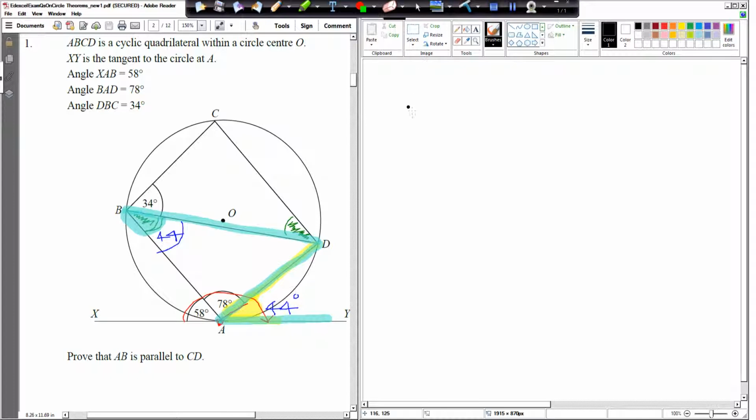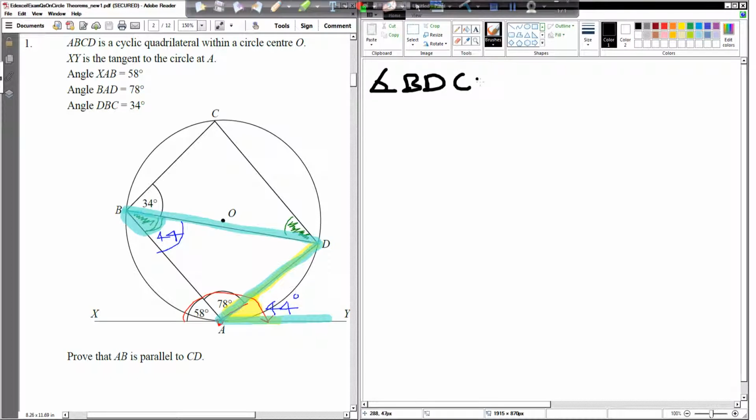Okay, now, what's the next thing that we know? What else can we say? Now we know those angles there. So that's 44, that's 34. What else can we say that we know about this particular question? Folks, in order for us to work out this angle here, which is BDC, we need to know angle BCD. And then we could work out that one.